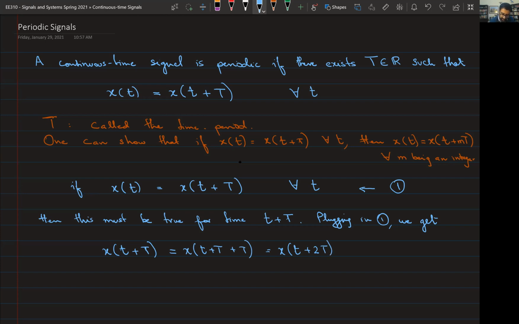But from equation 1, I know that this is equal to x of t. And therefore, because there's an equality all over, this must imply that x of small t is also equal to x of small t plus 2T. Then using induction, you plug in t plus capital T once again, and you can show that x of t must be equal to x of t plus 3T, and so on and so forth. So that's an idea of a proof why this holds true.